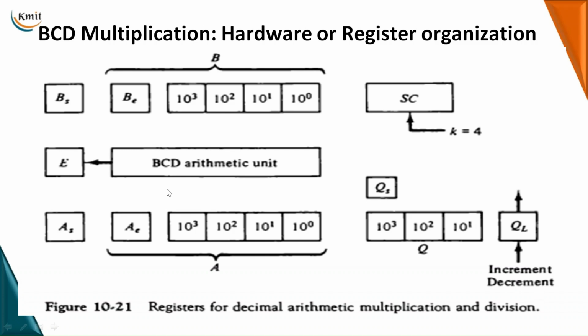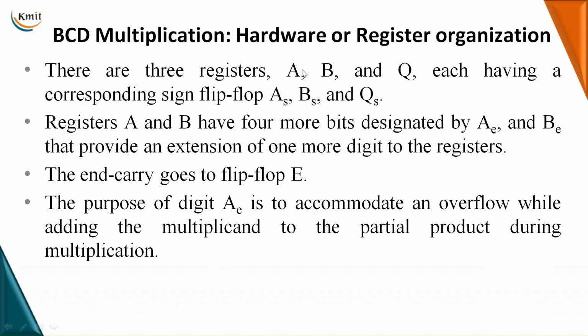So initially BE and AE are cleared to 0. This is the hardware organization of the BCD multiplication algorithm. There are 3 registers A, B, Q, each having their own sign flip-flops, AS, BS and QS. Registers A and B have 4 more bits designated as AE and BE, which provide an extension of one or more digits to your registers. And the end carry of your arithmetic unit goes into the E flip-flop.